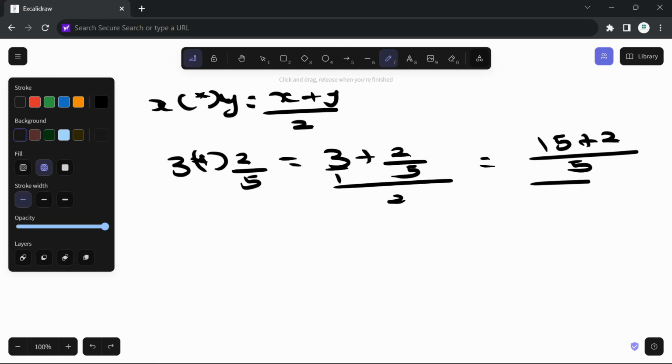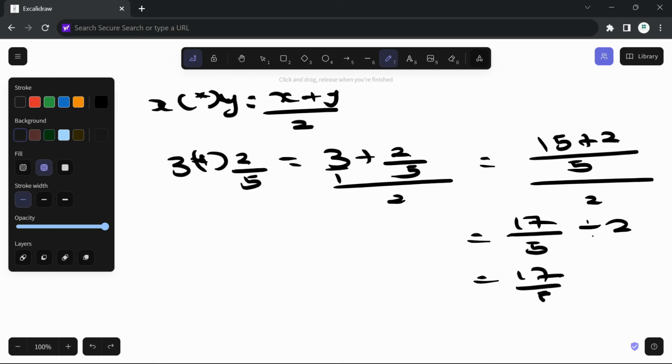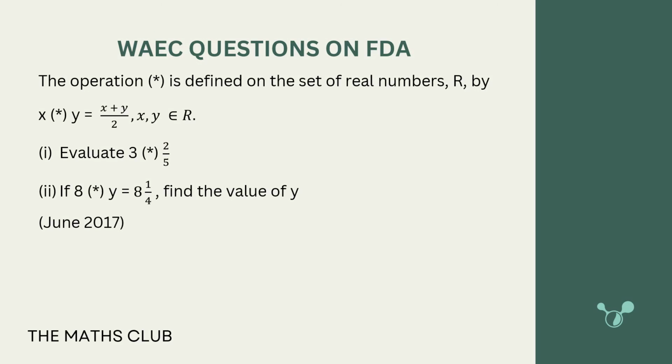That's 2. All over 2. So 15 plus 2 is 17 over 5. And I can say divided by 2. Right? So 17 over 5 times 1 over 2. So this is 17 over 10, right? Or 1 and 7 over 10. So 17 over 10 or 1 and 7 over 10. That should be for I.